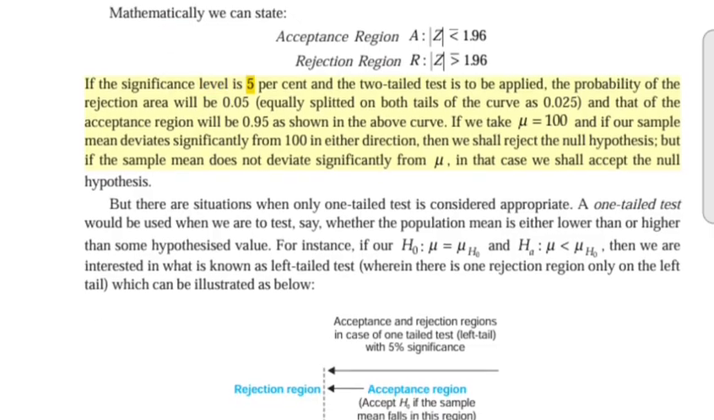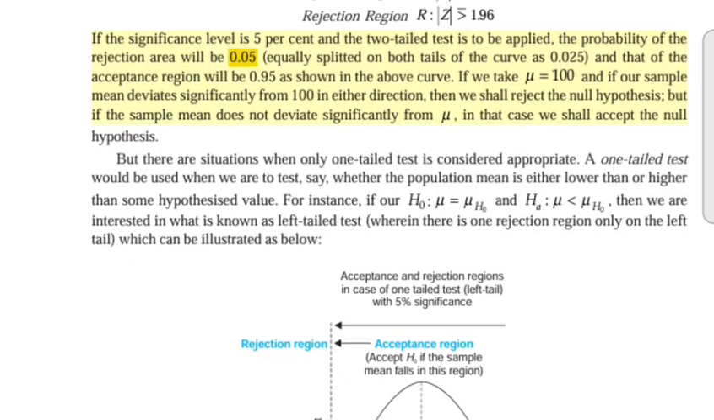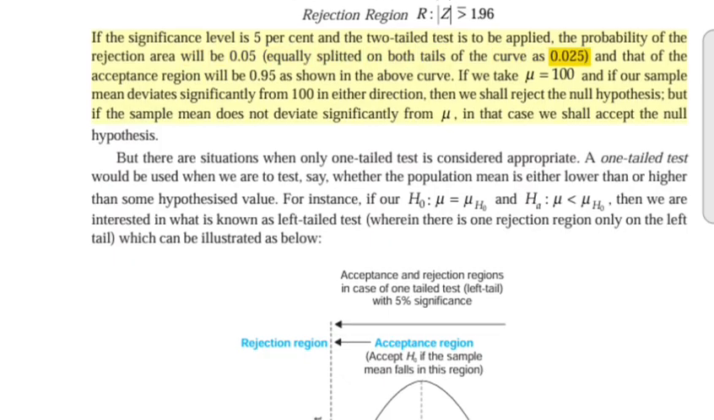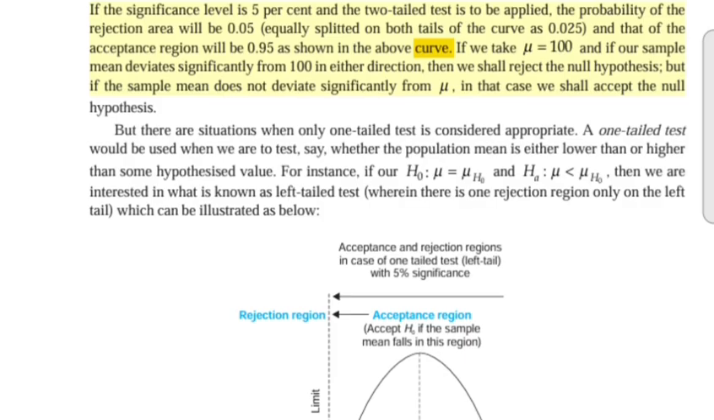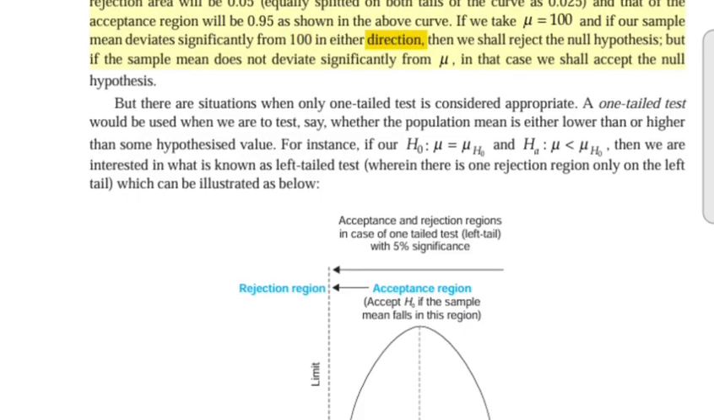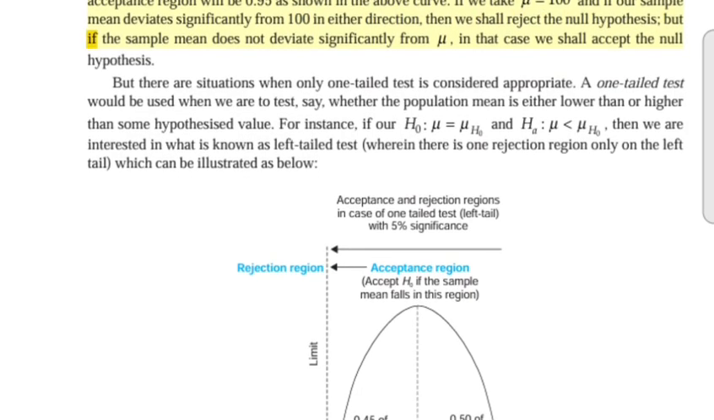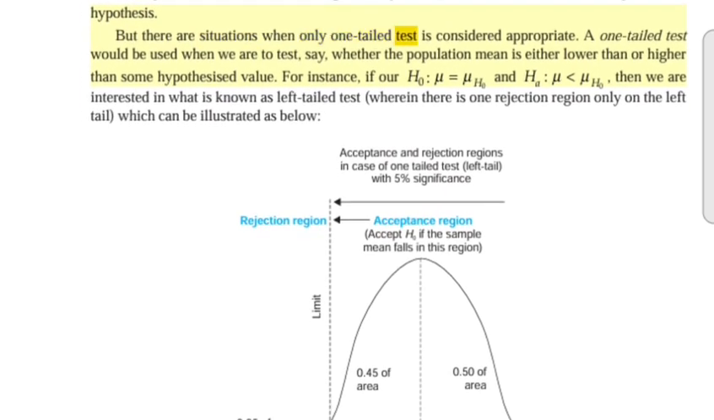If the significance level is 5% and the two-tailed test is to be applied, the probability of the rejection area will be 0.05, equally split on both tails of the curve as 0.025, and that of the acceptance region will be 0.95 as shown in the above curve. If we take μ equal to 100 and if our sample mean deviates significantly from 100 in either direction, then we shall reject the null hypothesis, but if the sample mean does not deviate significantly from μ, in that case we shall accept the null hypothesis. But there are situations when only a one-tailed test is considered appropriate. A one-tailed test would be used when we are to test, say, whether the population mean is either lower than or higher than some hypothesized value.